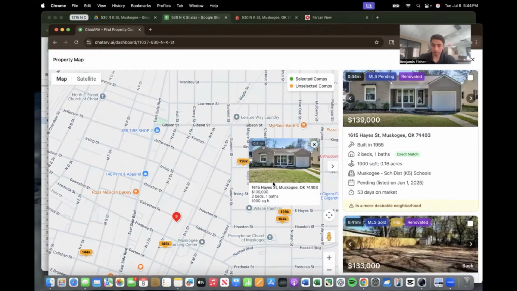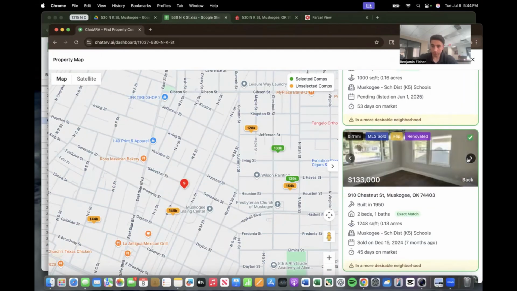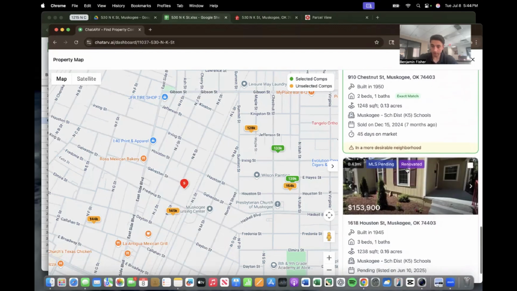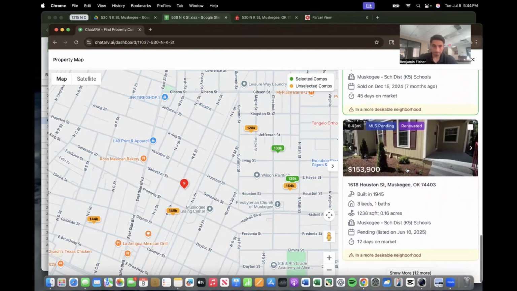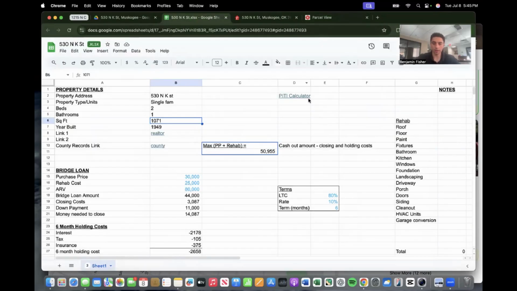So this is a good comp, right? 1,000 square foot, 2-1. So we'll select that. This one's the nice one. We'll select it because it's a 2-1. And how big is our lot size? 6,800 square feet, which is a little more than a tenth of an acre.